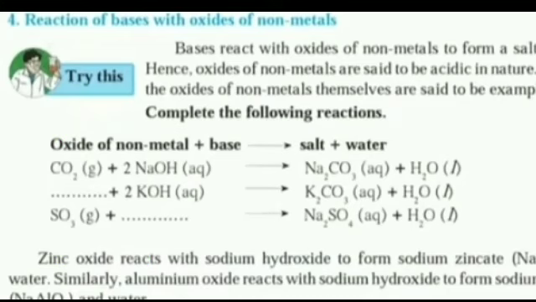Next is the reactions of bases with oxides of nonmetals. Bases react with oxide of nonmetals to form a salt and water. Hence, oxides of nonmetals are said to be acidic in nature. Sometimes the oxides of nonmetals themselves are said to be examples of acids.